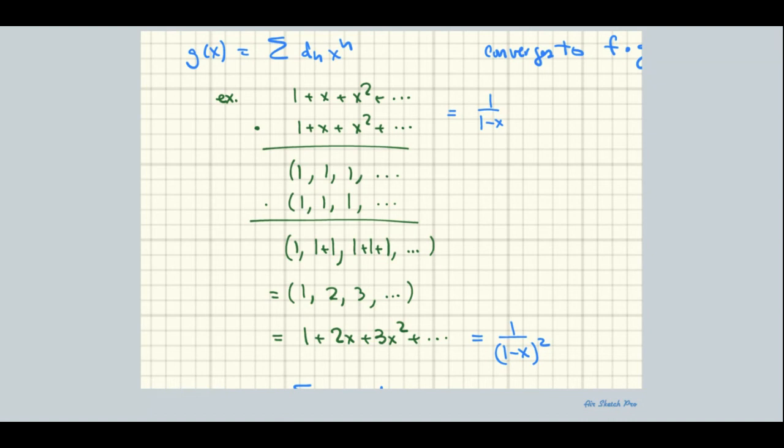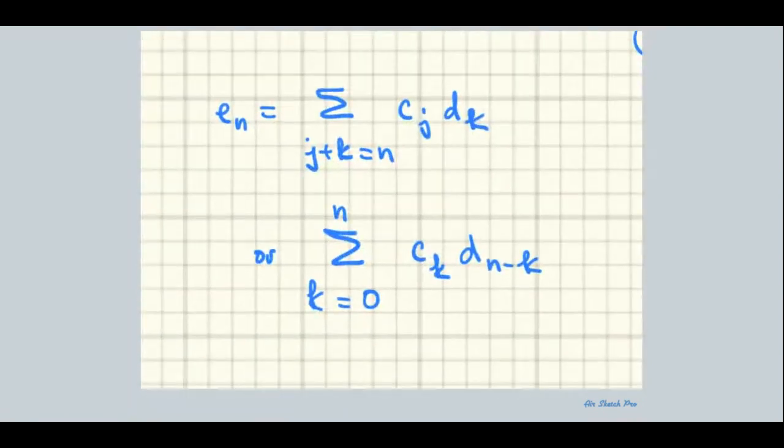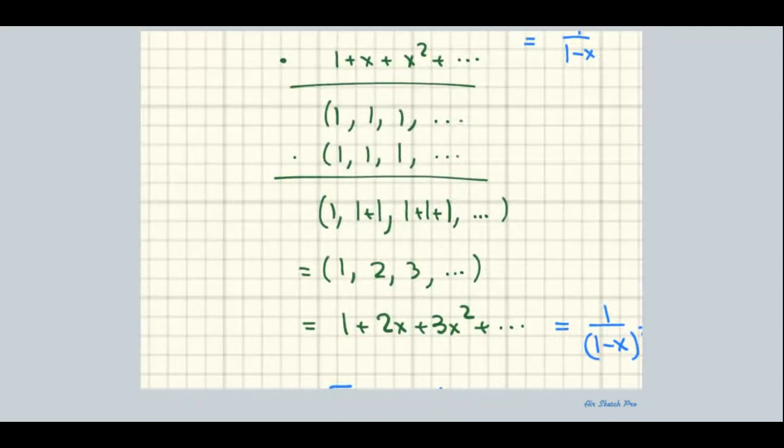Okay. So in general, I showed you an example because I didn't want to bang you with this formula first. And here's the formula for what we just did. You're finding the coefficients of the Cauchy product power series, e sub n, by just finding all the combinations of the two coefficients that add up to n. Right? So, come back over here. This was c sub 0, d sub 1. 0 plus 1 is 1.